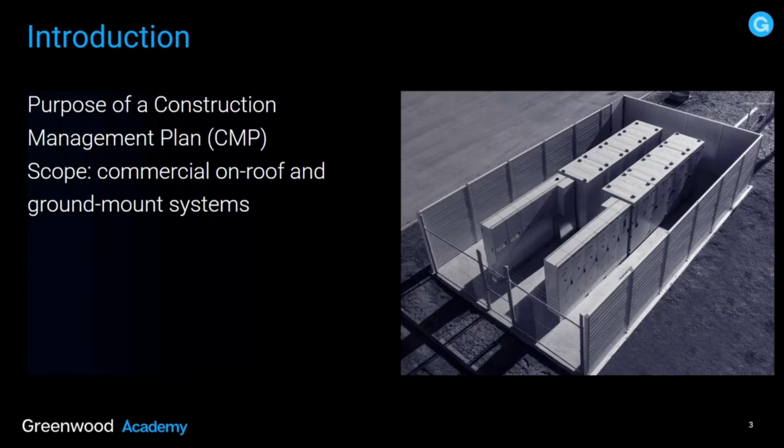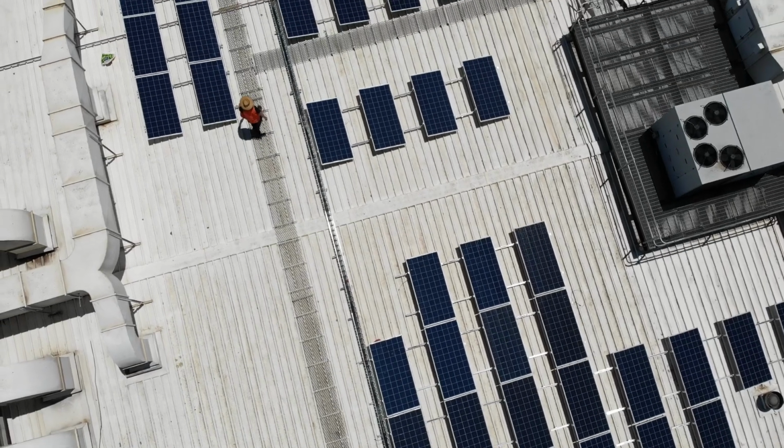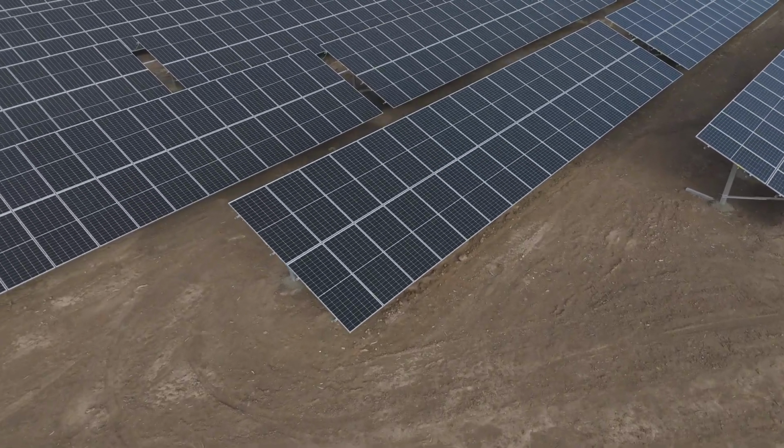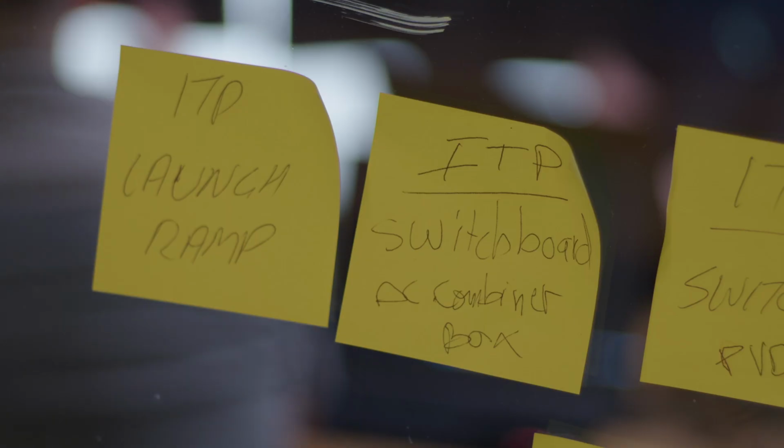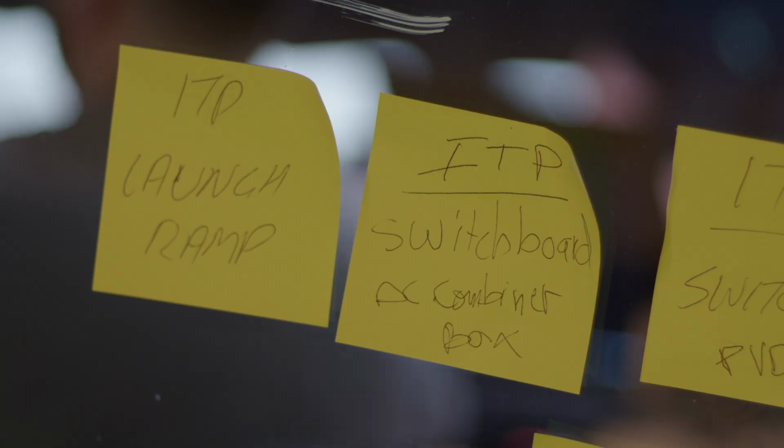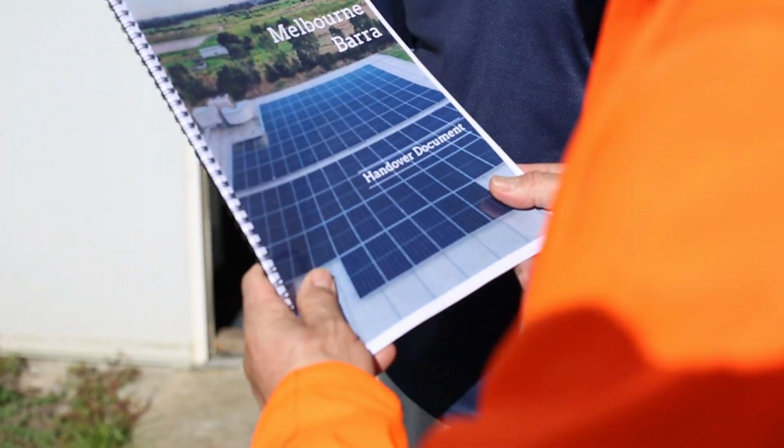So we're going to look at the purpose of a construction management plan, and the scope is going to be a commercial on-roof and ground mount system. Now, a CMP is a single source of truth for how the build will run. It sets expectations, allocates responsibilities, and ties compliance to day-to-day operations. We're going to cover both roof mount and on-ground commercial solar systems, and you'll be able to see where they actually overlap. Expect practical checklists, example KPIs, and a clear flow from concept to handover.